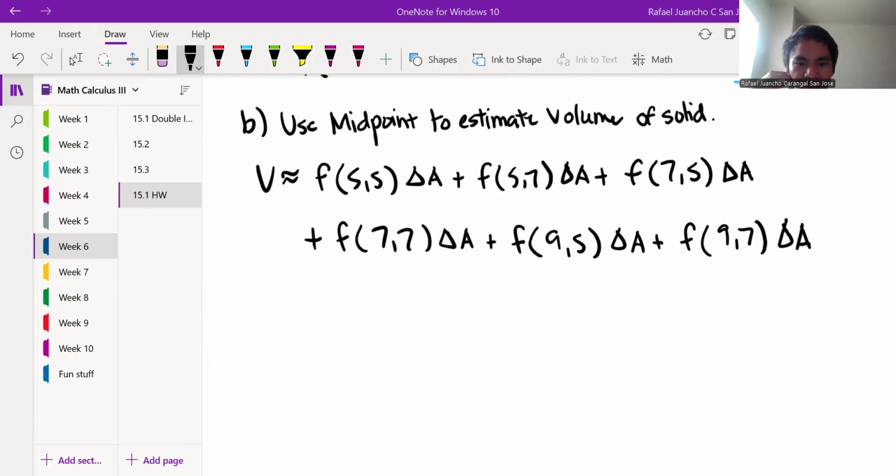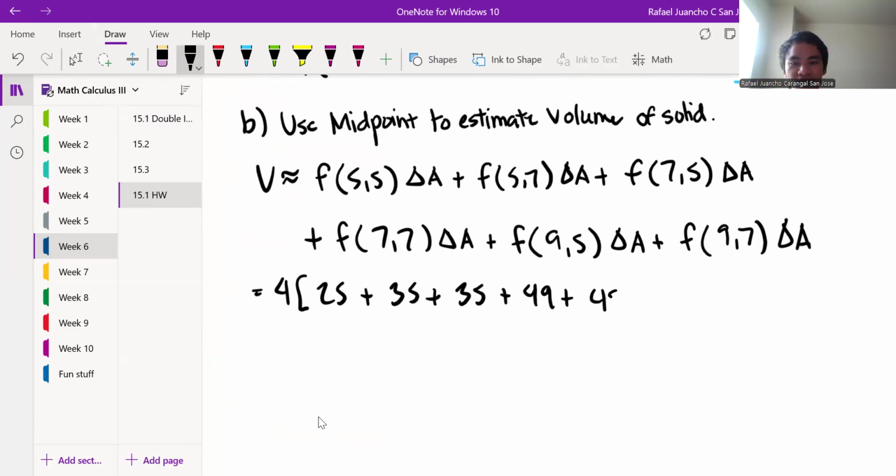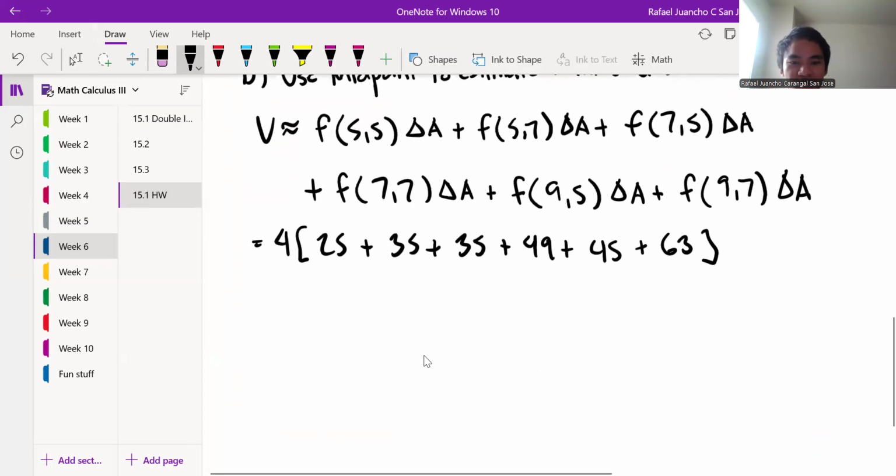Okay, we basically add all of them and multiply by 4. Let me see. What is this? 5 times 5 is 25. 7 times 5 is 35. 7 times 5 is 35. 49, 45, 63. So that's what you get for memorizing the multiplication table. 25 plus 35 plus 35 plus 49 plus 45 plus 63 times 4, 1008.